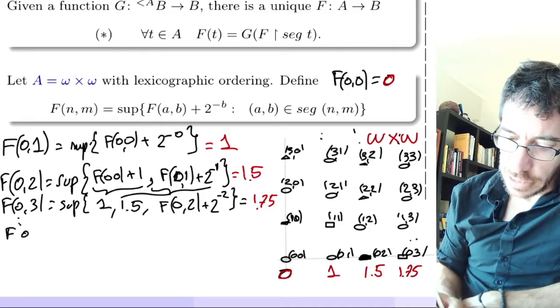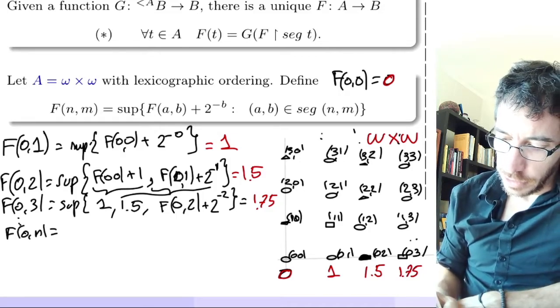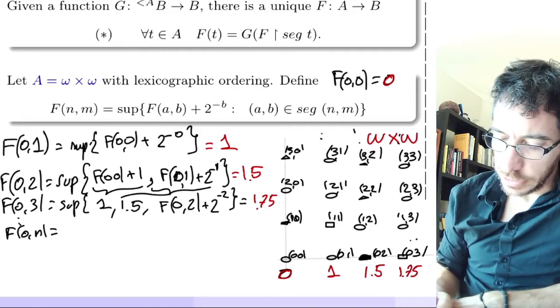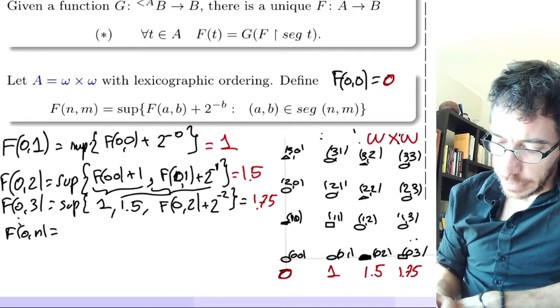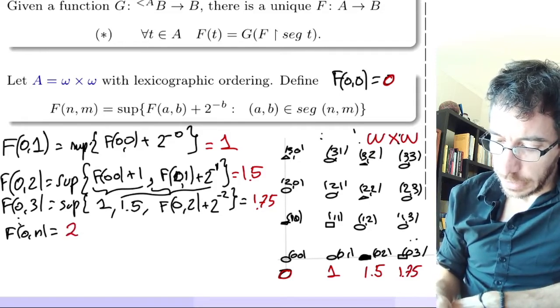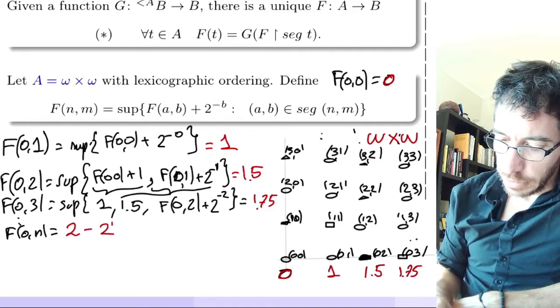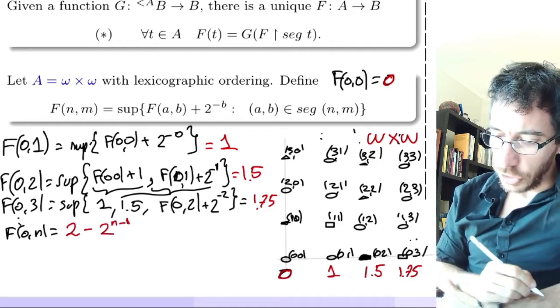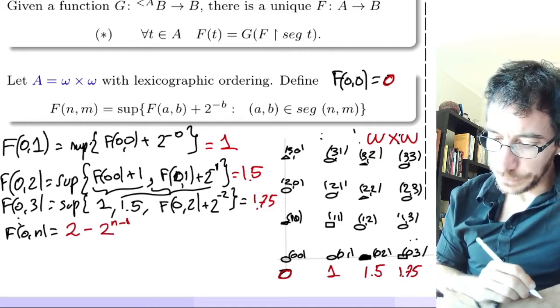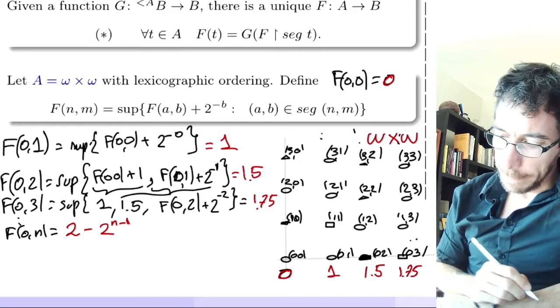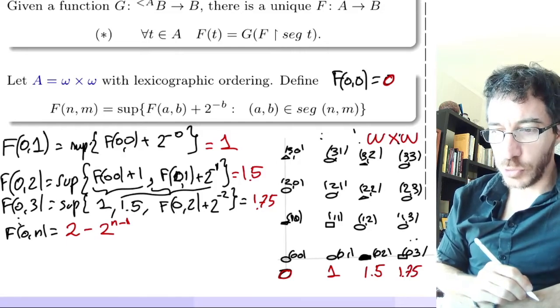f of (0,n) is going to be equal, well, I'll let you calculate it, but essentially it's going to be equal to 2 minus 2 to the n minus 1. Okay, that's what you get. So it's getting closer and closer to 2.